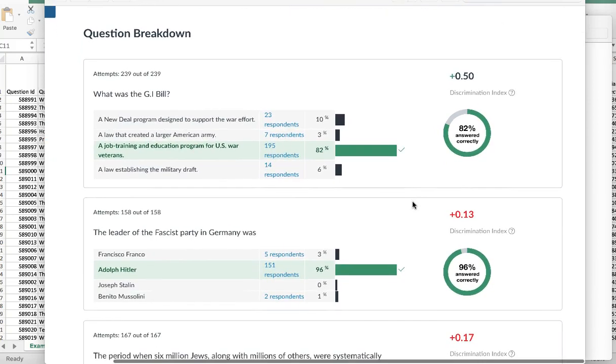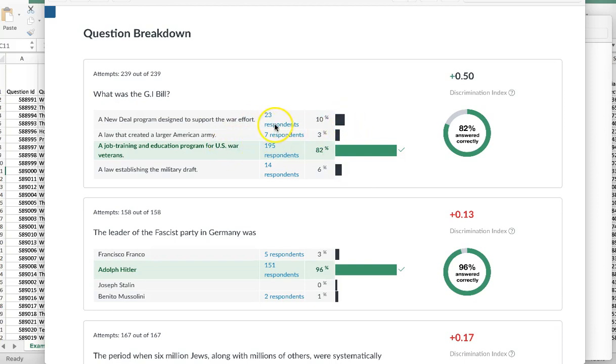When you go to the question breakdown, you're going to see the number of attempts, the question stem, and the answers and the distractors. Of course, in this example, the correct answer is marked in green with a check mark. The remaining answers, the distractors, are in black and don't have a check mark.